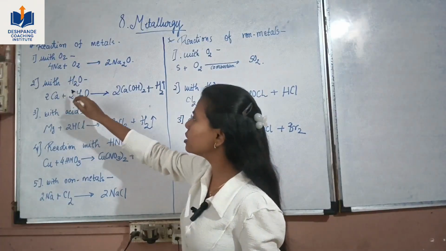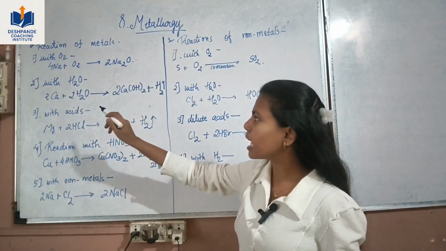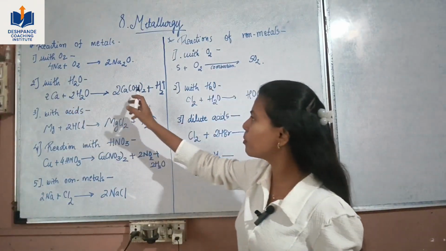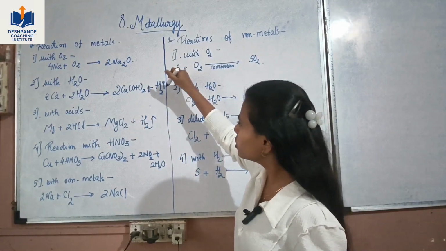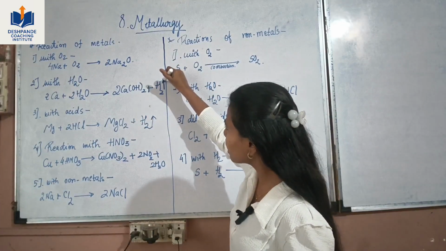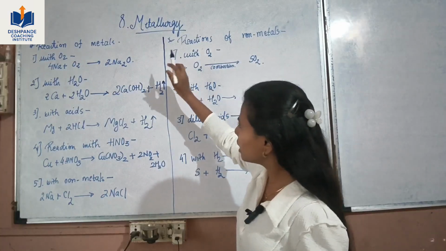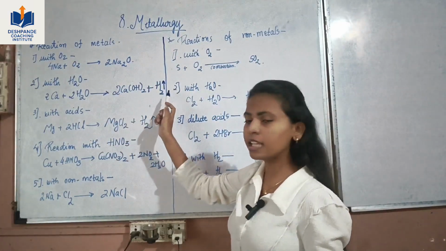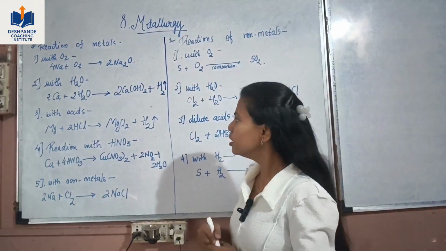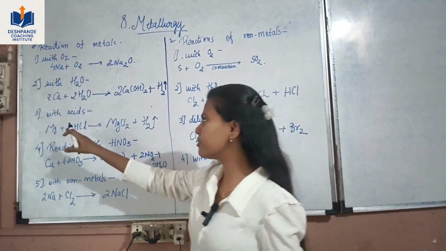So the next reaction is with water. So calcium reacts with water to form calcium hydroxide and H2 is evolved. So this arrow indicates that a gas is formed at the end. So here in this reaction with water, hydrogen gas is formed. Then the next reaction is with acids.